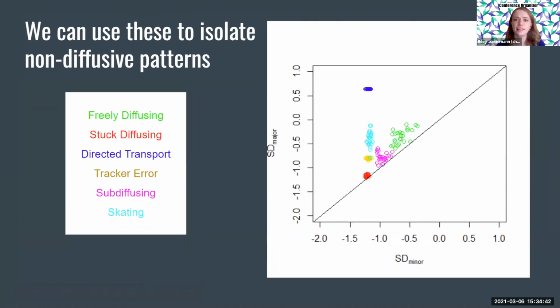And we can see that in this plot of the standard deviation in the minor axes and the standard deviation in the major axes. And when we're looking at this plot, we're really looking at what's close to this diagonal line, because that means that those two standard deviations are close together. And so for those diffusive movement types, the freely diffusing and the anchored diffusing, we're going to see those fall a little bit closer to that line, while movement types that favor one direction are going to come off the line more. So in particular, the skating diffusing and the directed transport ones.